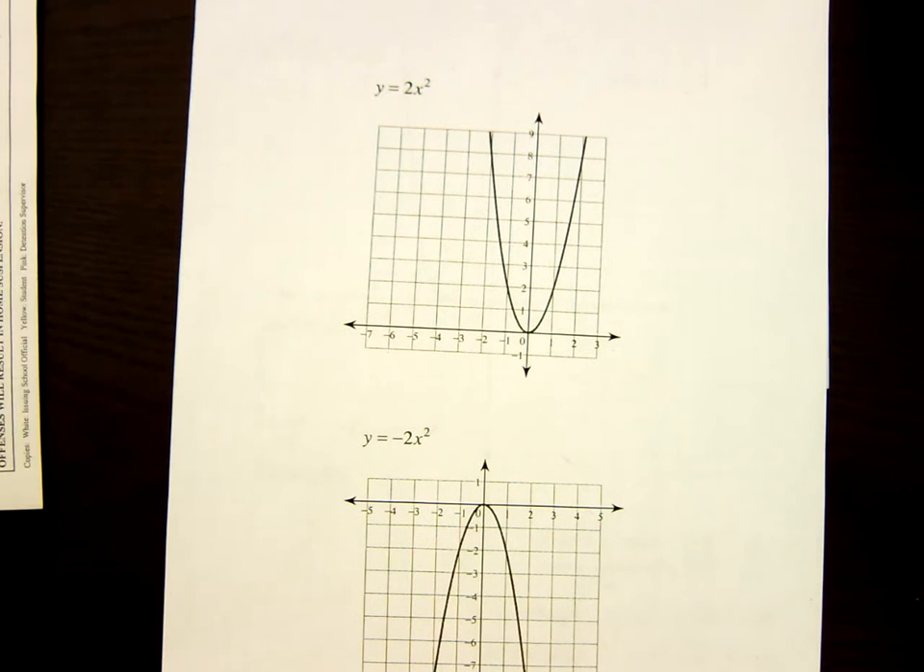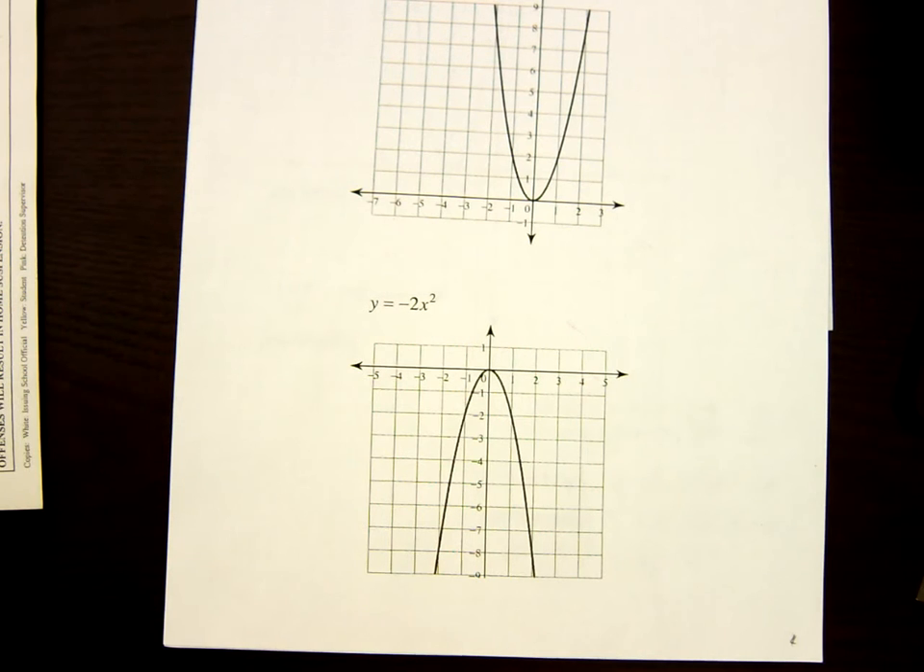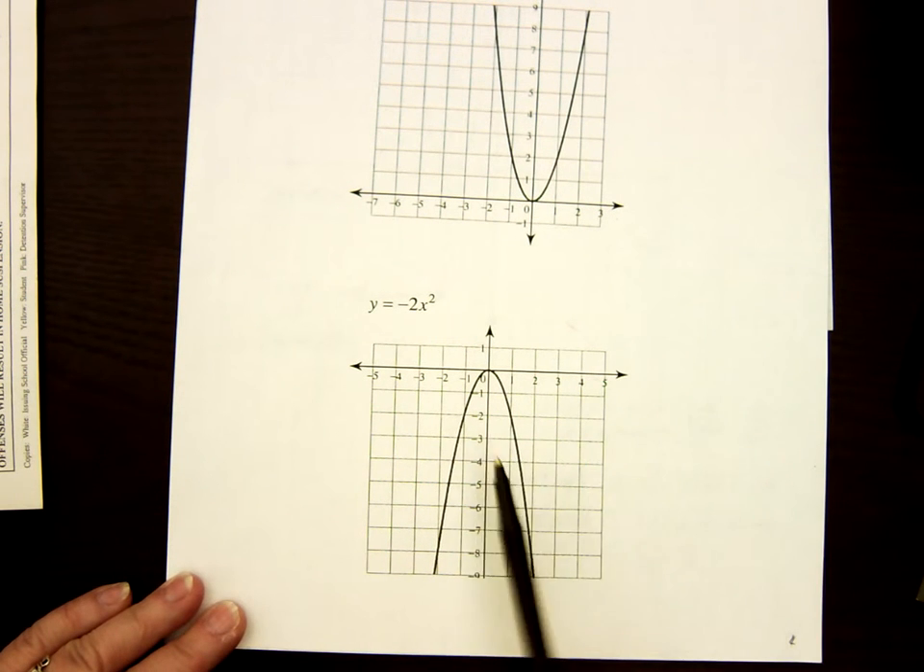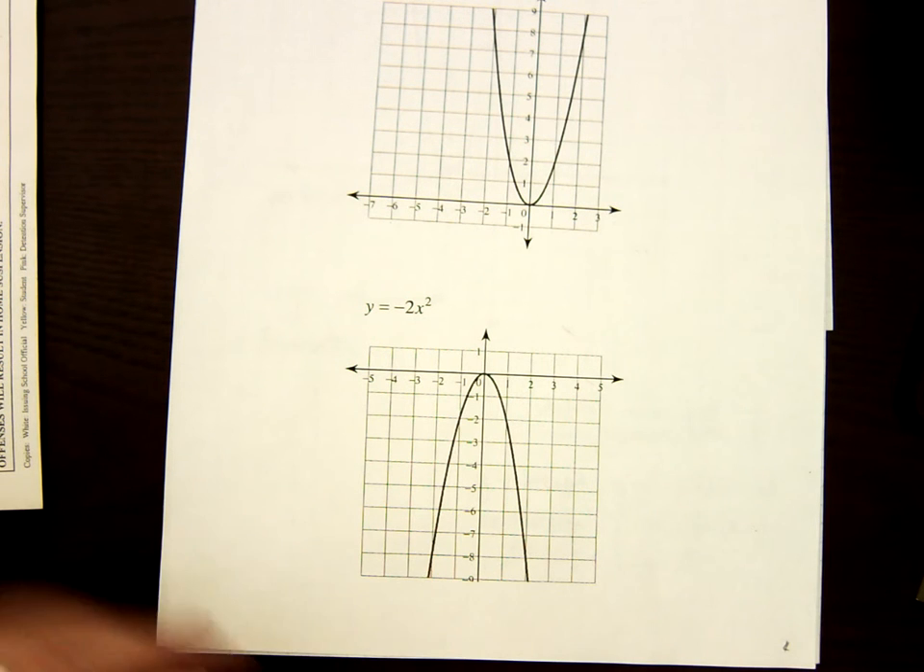Here we have 2x squared and then negative 2x squared, and again same parabolic shape. However, the difference this time is the functions are a little bit narrower. The graphs are a little narrower.